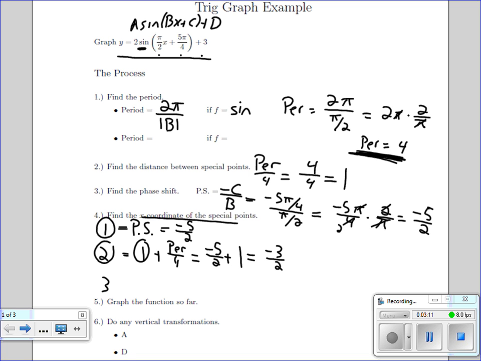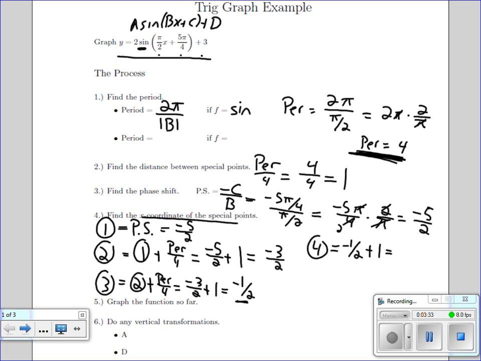Point number 3 is just point number 2 plus the period over 4. And so that would be negative 3 halves plus 1, which is negative 1 half. Then point number 4 is going to be point number 3, which was negative 1 half, plus 1, which is positive 1 half. And finally, point number 5 will be that positive 1 half we just found, plus 1, and so that gives us an x-coordinate of 3 halves.